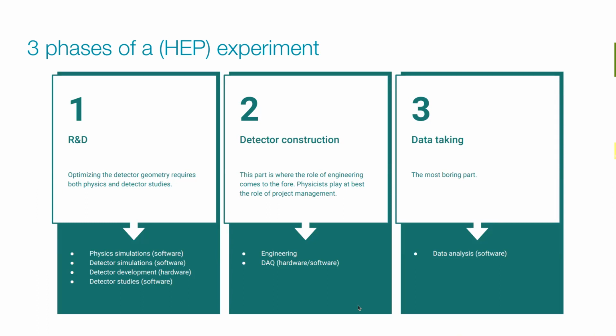And the final part is the boring part for me. But that is an inevitable part of any high energy physics experiment. That's the data taking part. And after the data is taken, you do a data analysis, and there too you need to use software. So if you look at it, software dominates at least two of the three phases of a high energy physics experiment, and therefore knowing software, knowing how to build software, knowing how to run software, knowing how to install software, these are going to be important skills if you are serious about joining a high energy physics experiment.